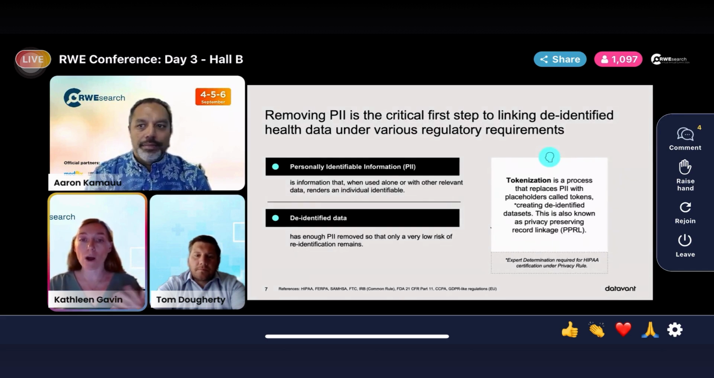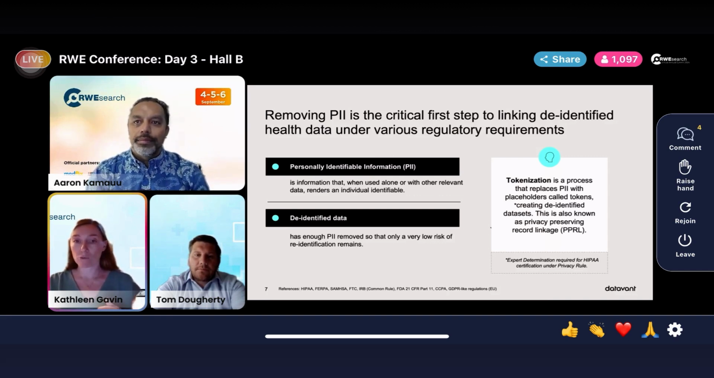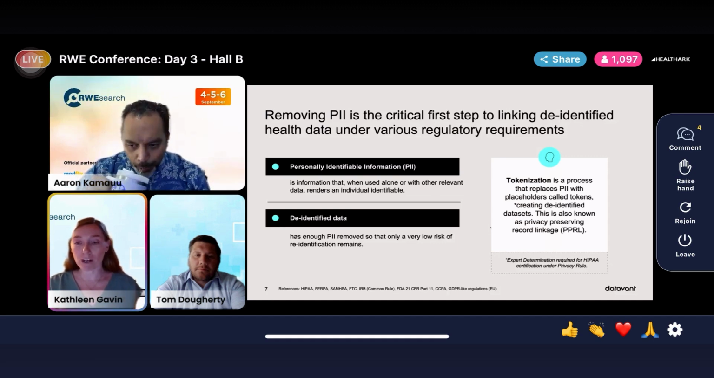And so we know that PII is the personally identifiable information that when used alone or in combination with relevant data, renders somebody identifiable. And so de-identified data has enough PII removed so that there's only a very low risk of re-identification. So we know that we can be confident to use it and not risk kind of emerging who that individual actually is. But that really leaves the question, if you remove all those identifiers, how do you link the data at the individual level?